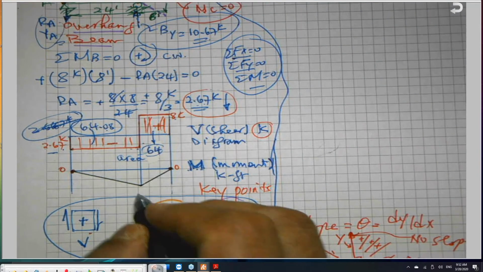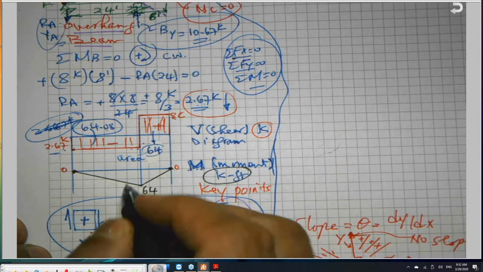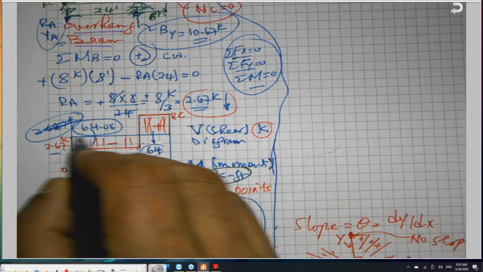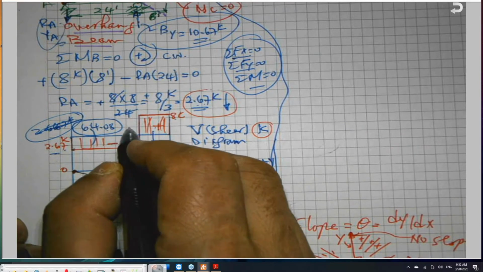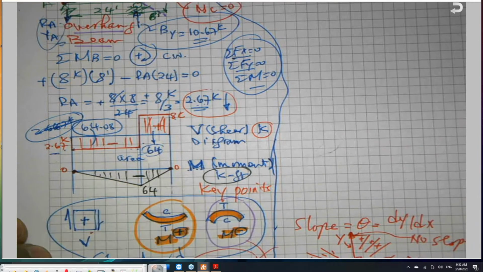And this value here is 64 kip-feet, and it is a negative bending moment below. So when we draw a datum or the reference line, anything above is positive, anything below the datum is negative. So this is a negative bending moment, and the value here is 64.